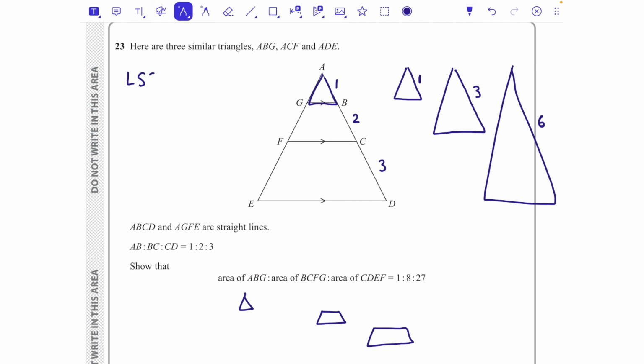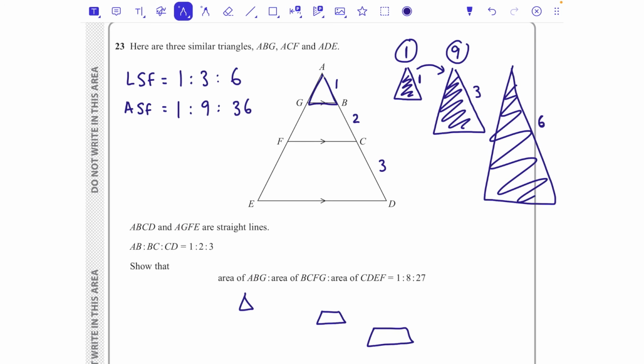So our linear scale factors are in the ratio, this is 3 times bigger, so they're in the ratio 1 to 3 to 6. That means that the area scale factor is in the ratio 1 to 9 to 36. Because remember, when we go from linear scale factor to area scale factor, we're squaring. So if this is 3 times bigger for the length, then it's going to be 9 times bigger for the area. Okay. Now, if I know that this has an area of 1 part, and this has an area of 9, and this has an area of 36, we can now work out the missing parts.